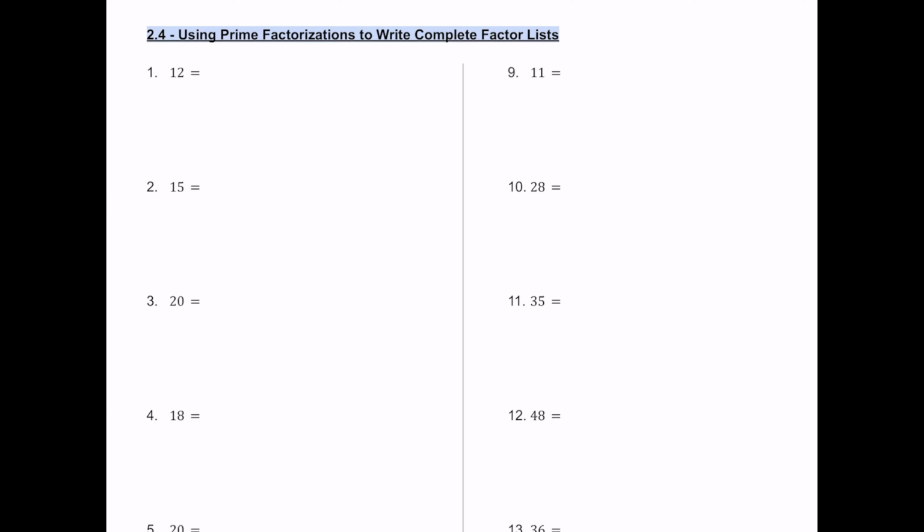In this video, let's practice using our knowledge of prime factorizations to write complete factor lists. Basically, the objective of these practice problems is for us to be able to create a list of all the possible factors of each of these given numbers.